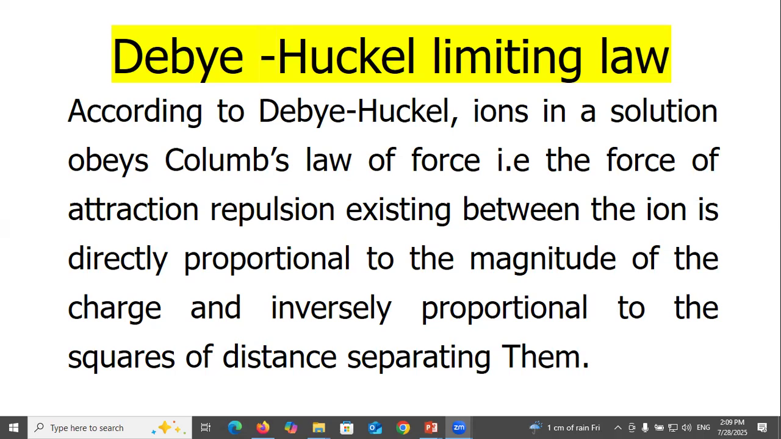According to Coulomb's law of force, the force of attraction or repulsion existing between the ions is directly proportional to the magnitude of the charge and inversely proportional to the square of the distance separating them.